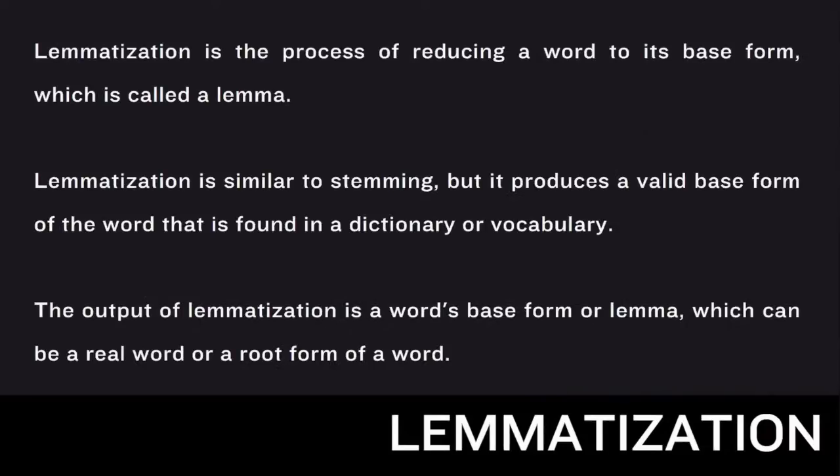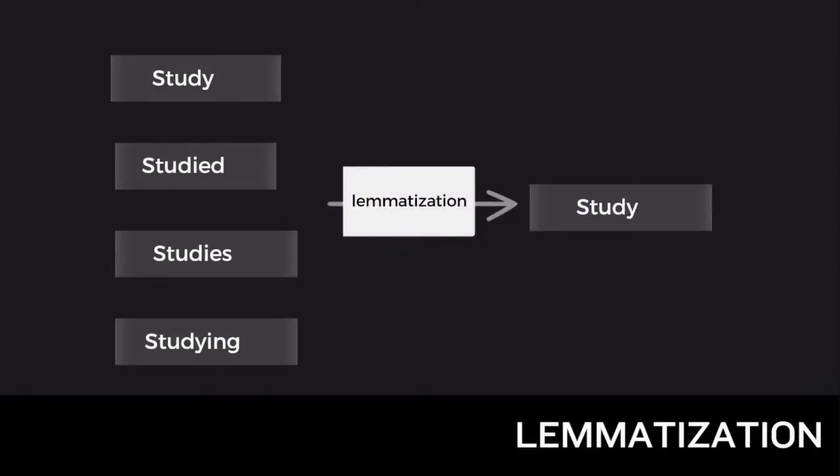Lemmatization is the process of reducing a word to its base form, which is called here the lemma. That's a stemmed word. Here it's lemma, and lemma is actually going to be a full word. So lemmatization is similar to stemming, but it produces a valid base form of the word that is found in a dictionary. So it is going to give you a real word. The output of lemmatization is a word's base form or lemma, which can be a real word or a root form of a word. If you pass this through lemmatization, you may get an entire, complete word, not something like a word that is not available.